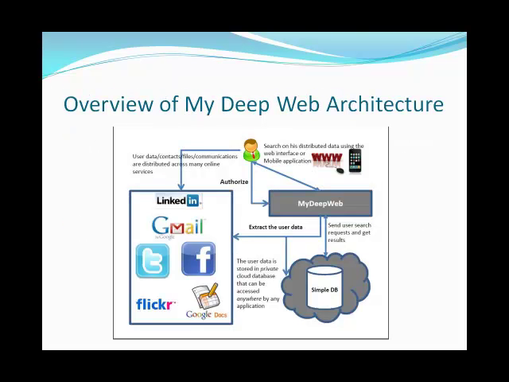Now, let's look at the overall picture of My Deep Web. We can access My Deep Web from both the internet and mobile applications. After the user authorizes My Deep Web to get access to his online services, My Deep Web will extract the user's data and store all the data in a cloud-based data store. After all of this is done, the second time the user logs into My Deep Web, he only needs one click to update or search the information he wants.